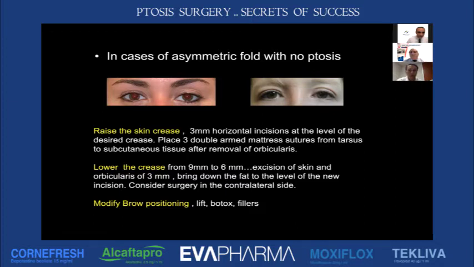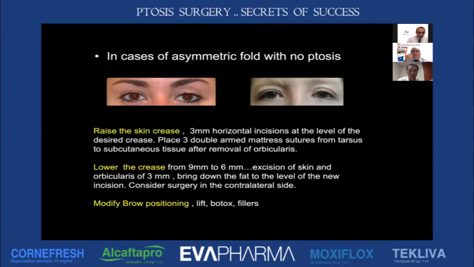You do that by performing 3 millimeter horizontal incisions at the level of the desired crease. And then you place 3 double arm mattress sutures from the tarsus to subcutaneous tissue. You may want to lower the crease, let's say from 9 millimeters to 6 millimeters. Then you perform an excision of the skin and orbicularis, and then you bring down the fat to the level of the new incision in order to recreate the fold. In some cases, you may need to consider surgery on the other side, like blepharoplasty.